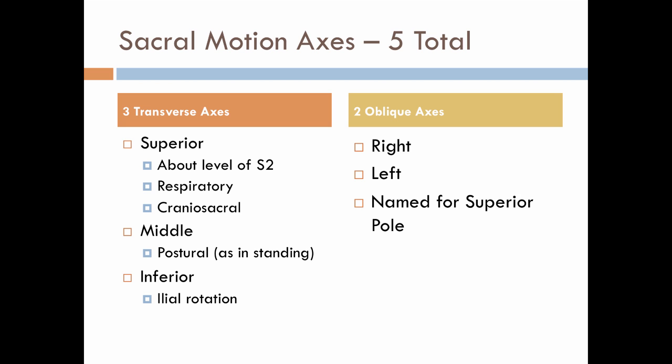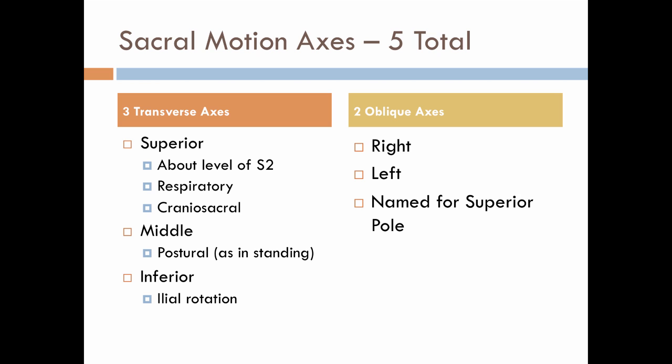But that's generally where we see the respiratory motion and inherent motion relative to the craniosacral mechanism. The middle transverse axis is where we see the postural motion, so changes with standing versus sitting. And then the inferior axis is the axis on which the innominate rotates relative to the sacrum.